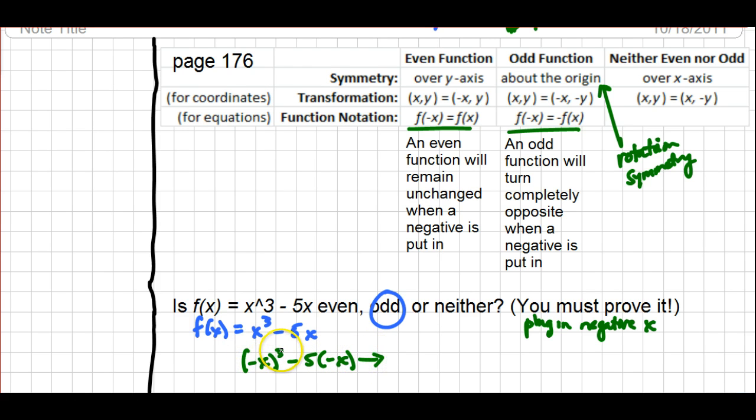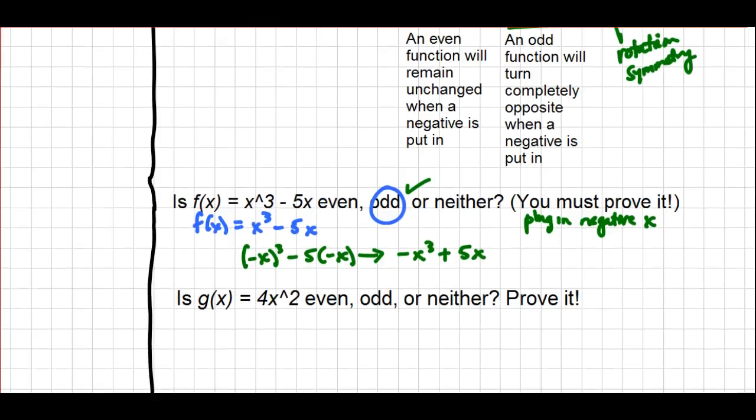If I do negative x times itself 3 times, it remains negative x cubed. When I do negative 5 times negative x, I get a positive 5x. Comparing the original blue equation to my new transformed equation after I've plugged in a negative, I can see that the x cubed went from positive to negative, and the negative 5x changed from negative to positive. So the entire function has gone to its opposite from what it was originally, so that does indeed prove that that function is odd.